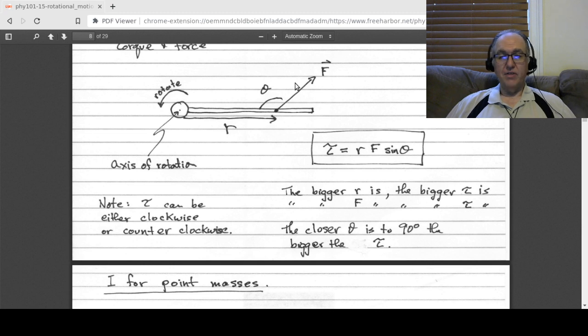We'll see that in a problem. If this is a little bit confusing right now, we'll see it in a problem. But basically, you look at your force and you say, does this force want to turn it clockwise, or does it want to turn it counterclockwise? Counterclockwise will be positive, clockwise will be negative.